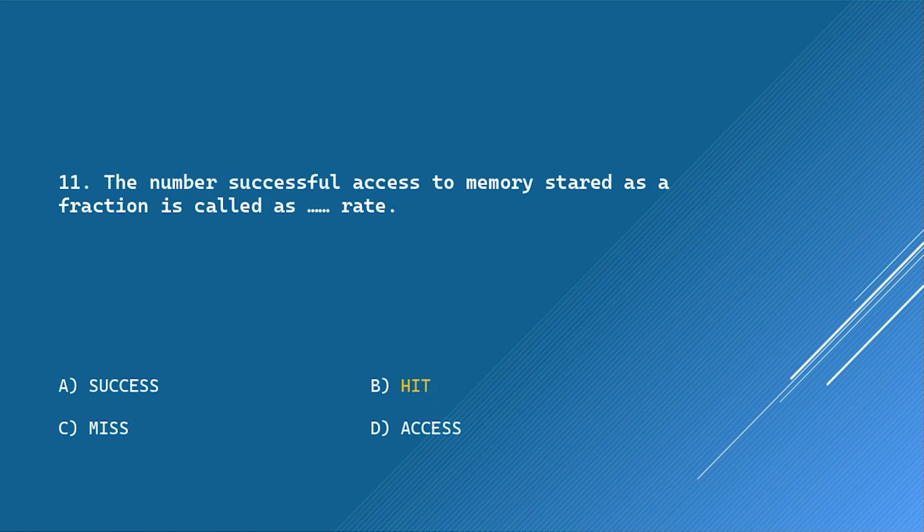11. The number of successful accesses to memory stated as a fraction is called the rate. A. Success. B. Hit. C. Miss. D. Access. Correct answer is hit.